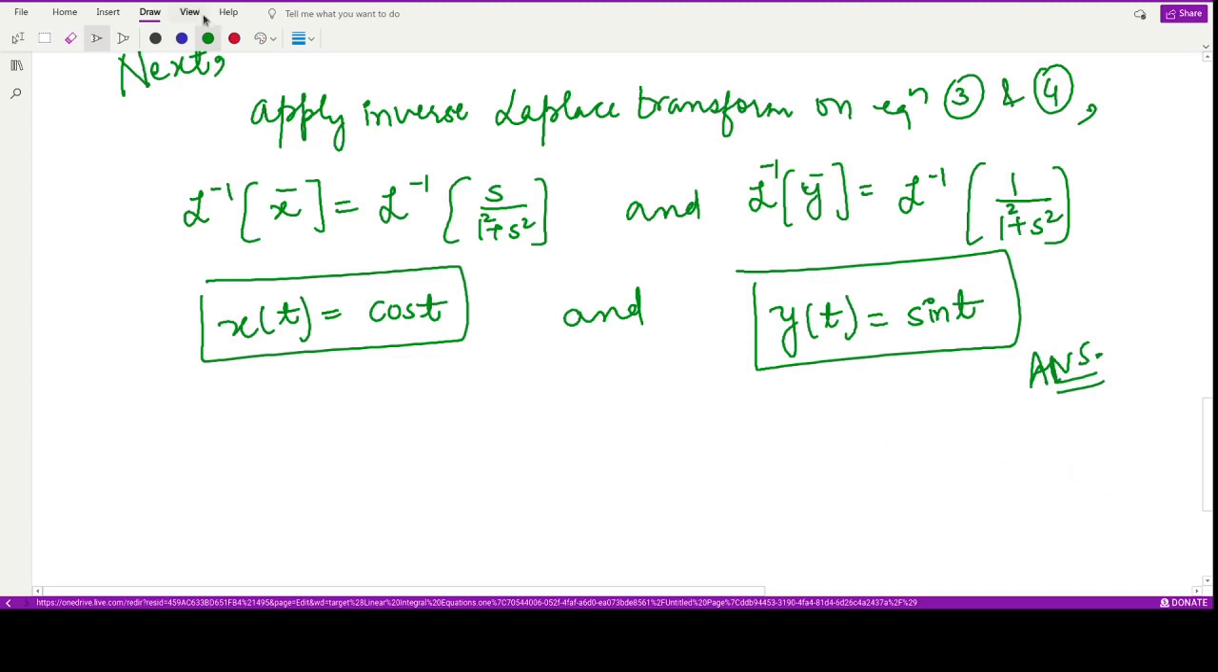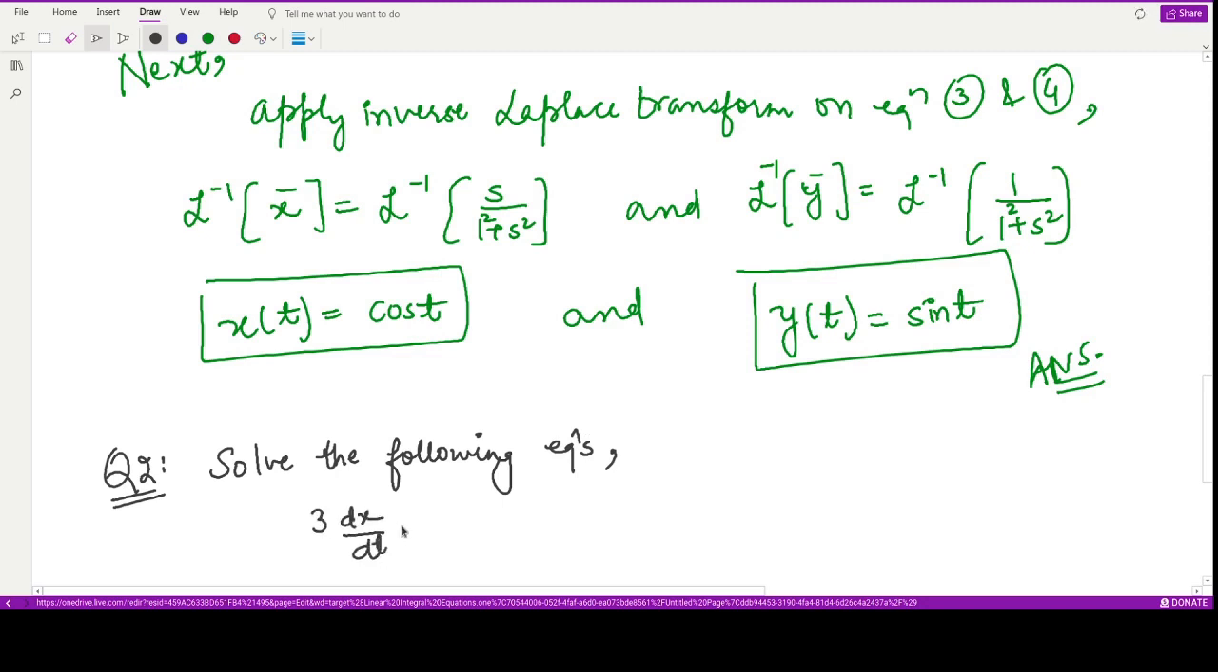So let us see another question. Question 2. This question says, solve the following equations using Laplace transform. So the first equation is 3 dx upon dt minus y is equal to 2t, and the second equation is dx upon dt plus dy upon dt minus y is equal to 0.